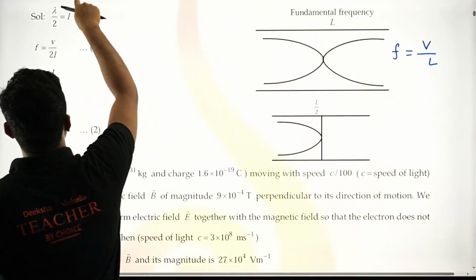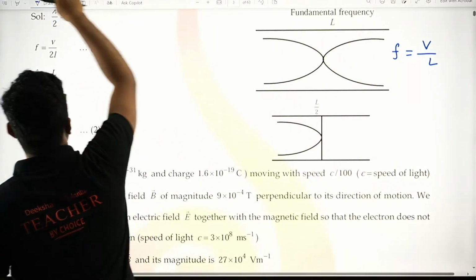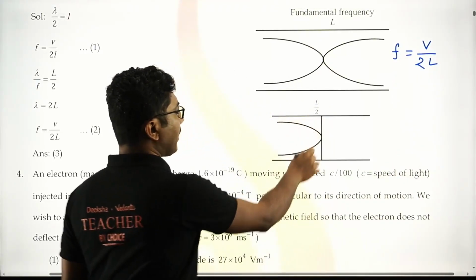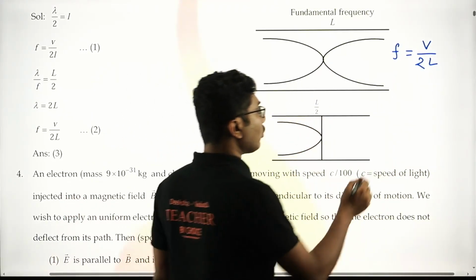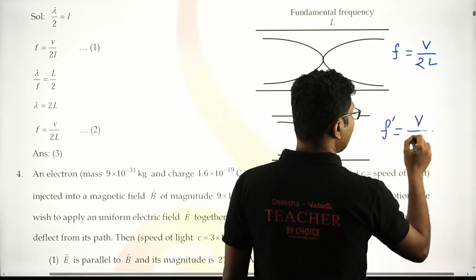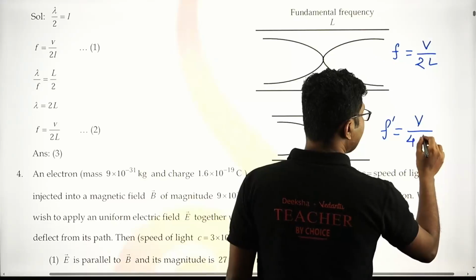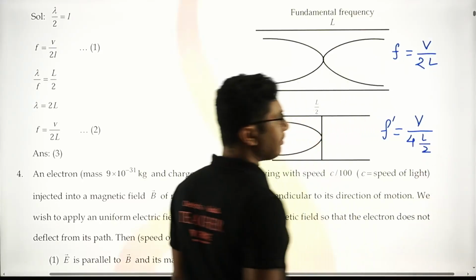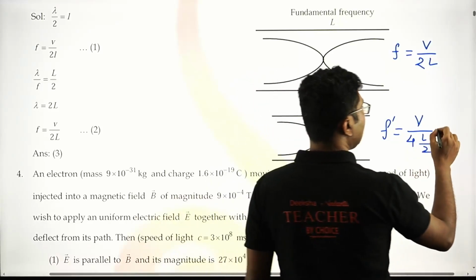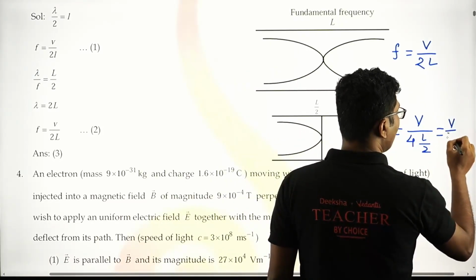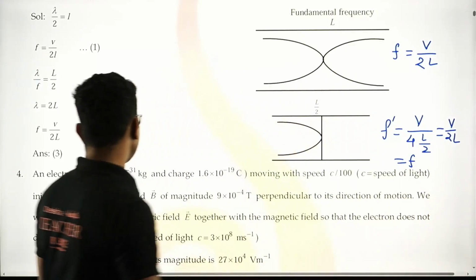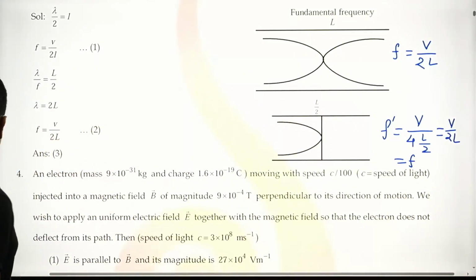right, because it's an open pipe, it means v by 2L, and now it is a closed pipe, one end closed. For a one end closed pipe, the frequency is basically given by v by 4L. Now here it is not L only, it is L by 2, right, because you have half the length, so it will be v by 2L. Now both are v by 2L, so f dash must be equal to f. So option 3 is correct again in this question.